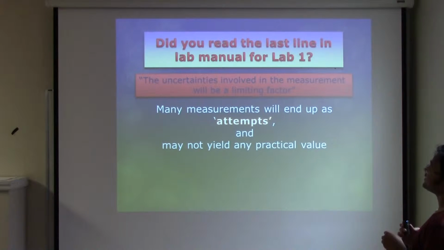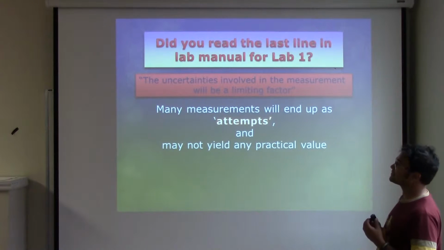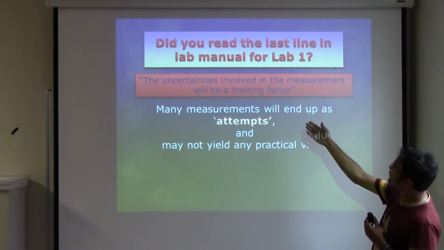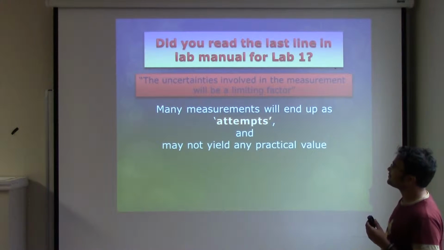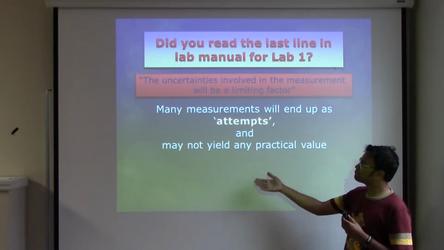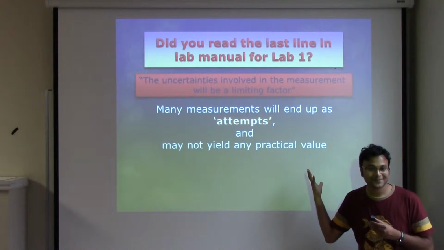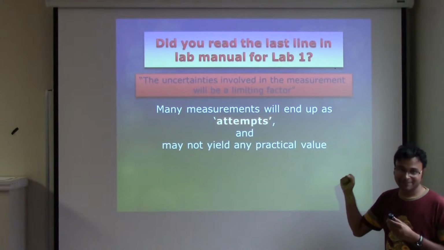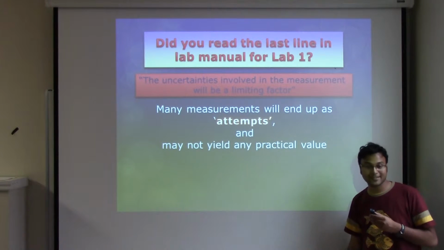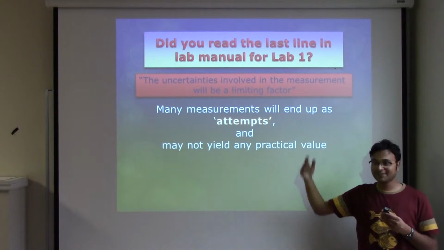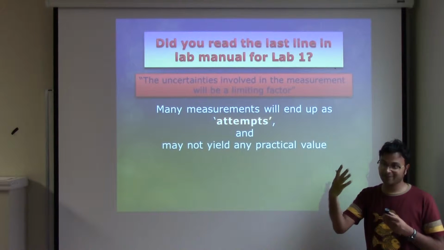Now, did you read the last line in the lab manual for Lab 1? It's a lab manual, it's not in the syllabus. It says, the uncertainties involved in the measurement will be a limiting factor. That means you will make real measurement attempts, but may not yield any practical value. So it's like, okay, I made a fair attempt, that's it. You might be expecting a value from the data sheet like 200, but you might end up getting 20, who knows, maybe 1000.